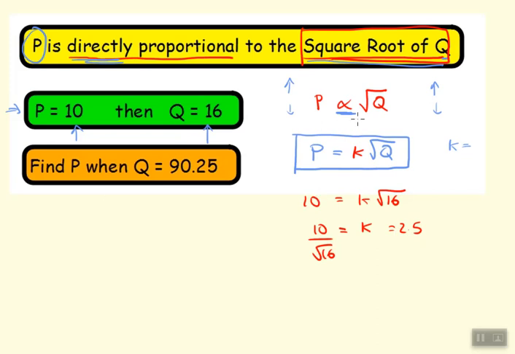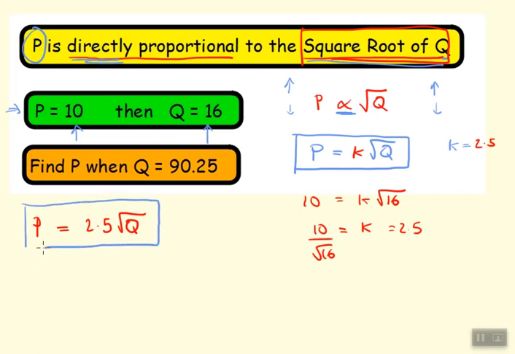So now K is 2.5. This is the proportional amount that connects P and Q together. So P must equal 2.5 times the square root of Q. This is the complete formula. You can think about that 2.5 as like the price per square centimeter or whatever. In that last video we talked about carpeting that floor or filling that tank with fuel. This is the price per 1 unit. So you can think about it that way. Right, but this is the complete formula.